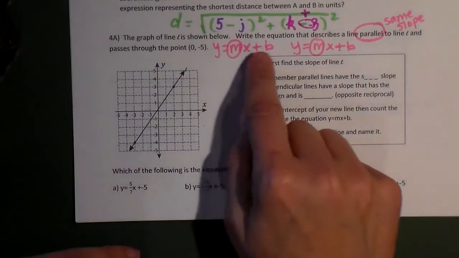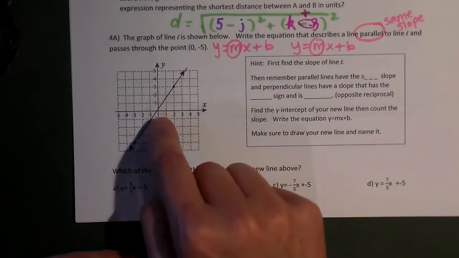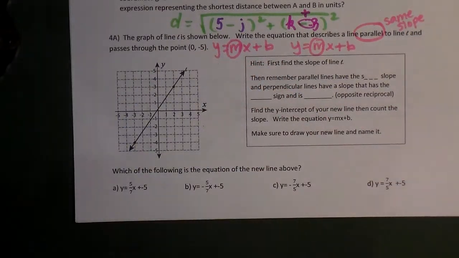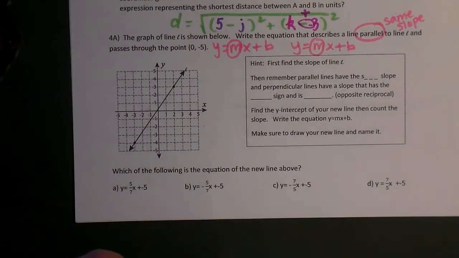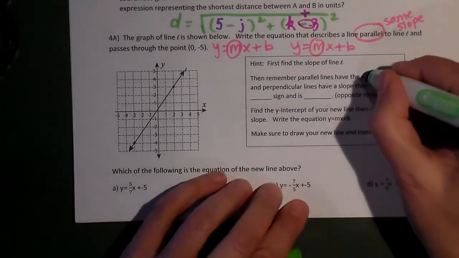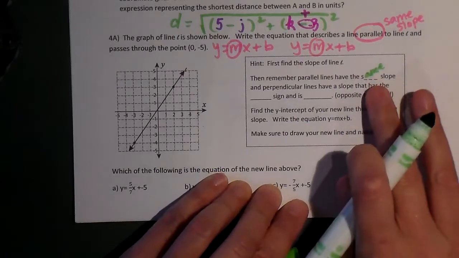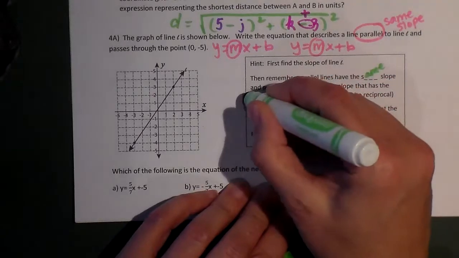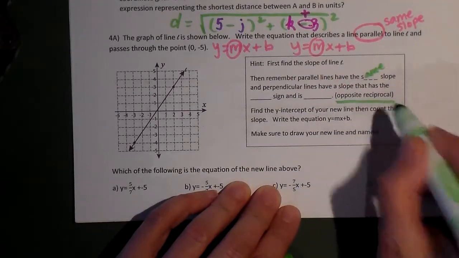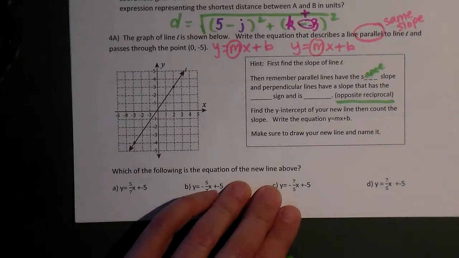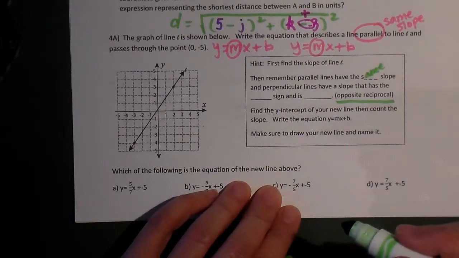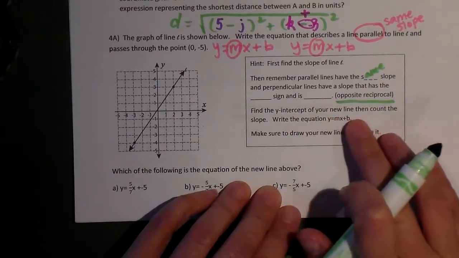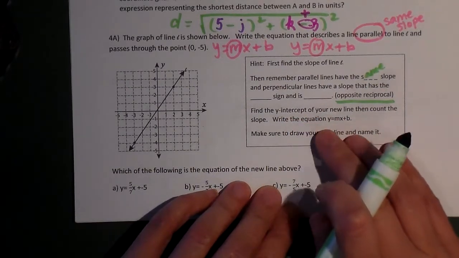The graph of the line is shown below. We want to find a line that's parallel to this one. So the first thing we want to do is, what is the slope of this line? There's a little hint box here, and I already filled this in. Parallel lines have the same slope, and perpendicular lines have a slope that has the opposite sign and is reciprocal. They're opposite reciprocals. So if one is positive, one is negative. If one is 2 over 3, one is 3 over 2. Find the y-intercept of your new line and then count the slope.